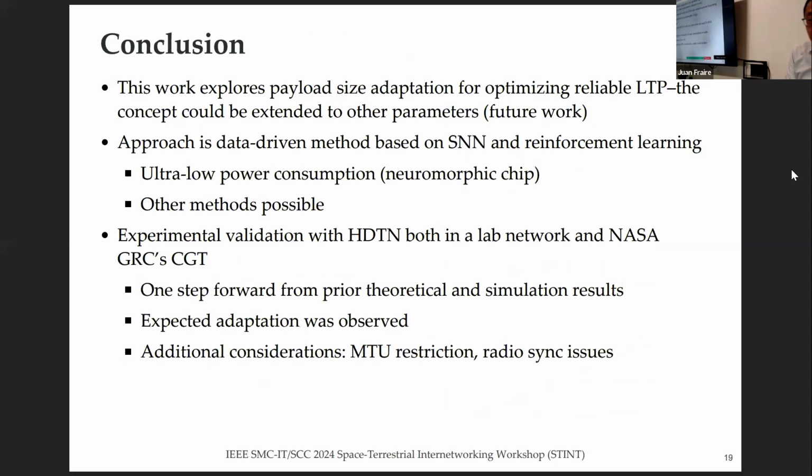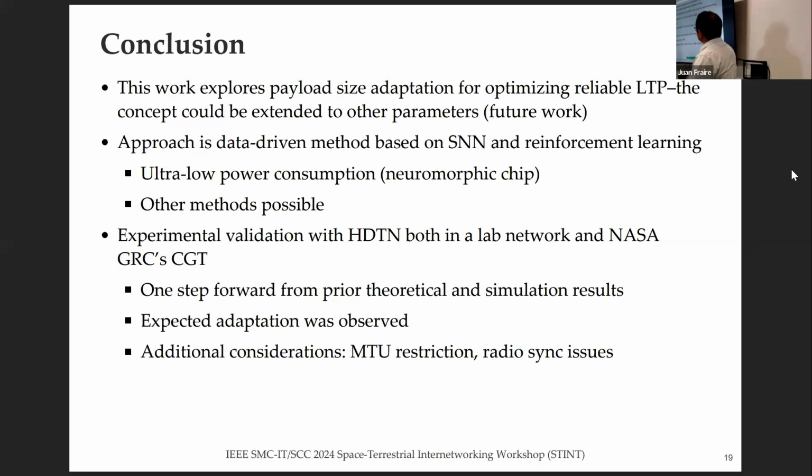Okay, so to conclude this work, which is just an exploration of how to dynamically set the payload size in LTP, it could be extended to cover all the parameters, of course, right? So as Rachel mentioned in the morning, there are a lot of parameters that need to be optimized. So it's data-driven, and again, it's only one possibility, right? It doesn't need to be neural networks. It could be something else. But that's the method we explored in this work.